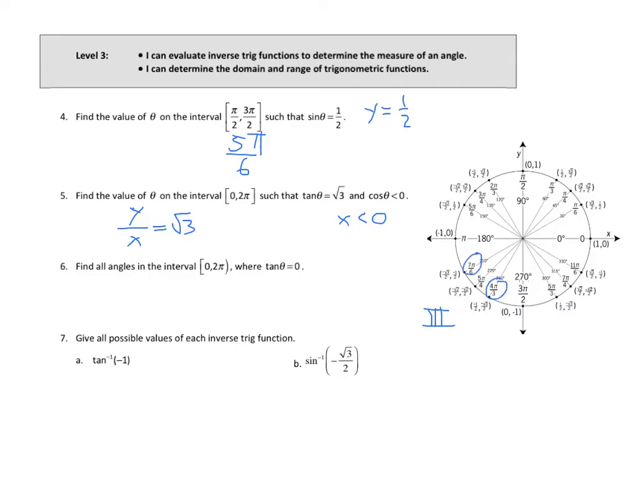So we have to figure out which one of those would come out to radical 3. And I'm going to go with 4 pi over 3. If I did negative root 3 over 2 divided by negative 1/2, that comes out to radical 3. So my answer must be 4 pi over 3.